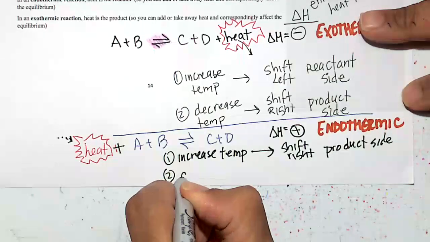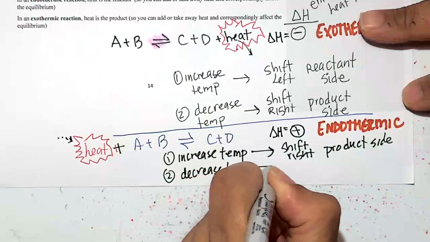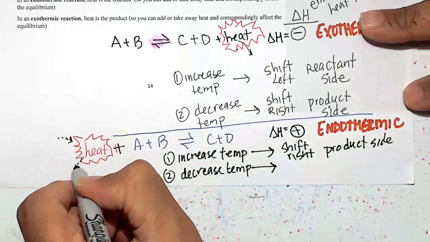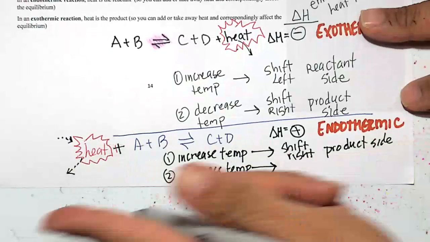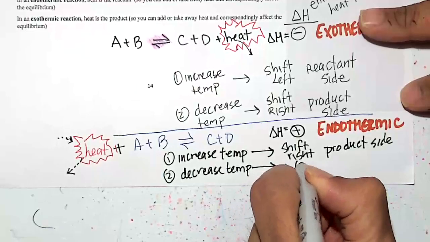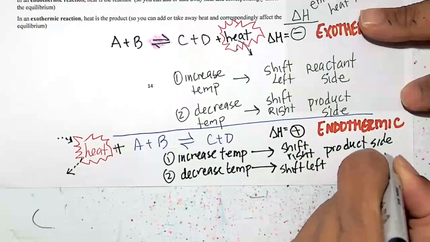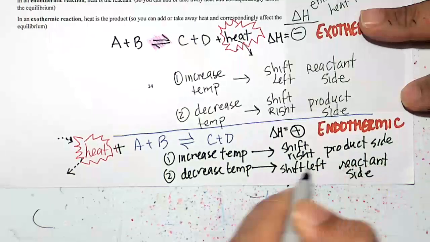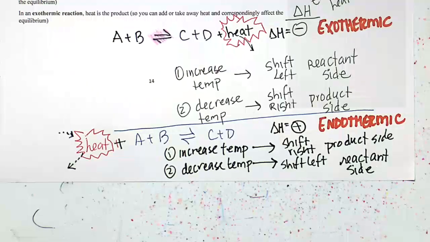And then what happens if we decrease the temperature? If an equilibrium reaction is endothermic, we remove heat. So it's going to go to the side to replenish, or the offset would be to the side that has heat, because we decreased the temperature and removed heat. So it's going to shift to the left, the reactant side. So that is the situation if the reaction is endothermic. Endo means from within.